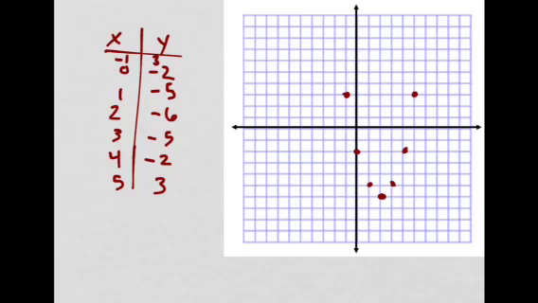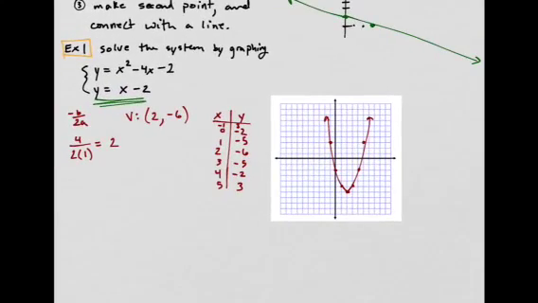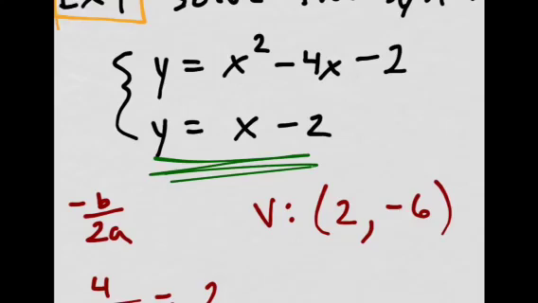So my parabola looks something like this. The more accurately you draw it, the easier it'll be to see your answer. So, yeah, there you go. That's the parabola part. And now I'm going to plot my line.